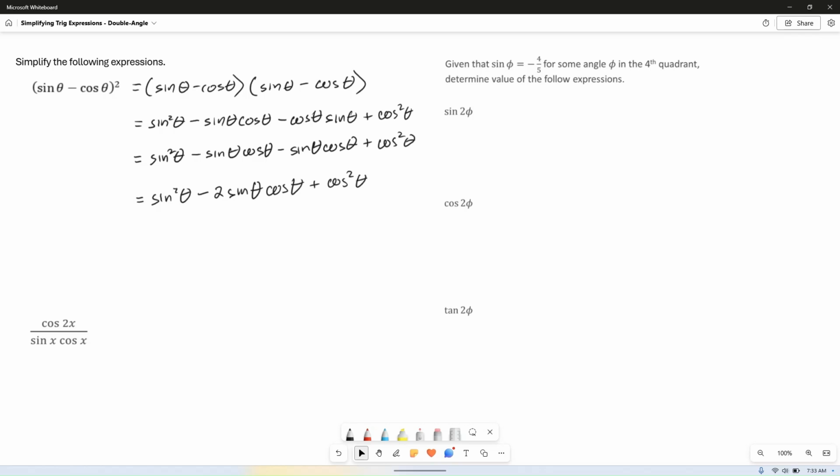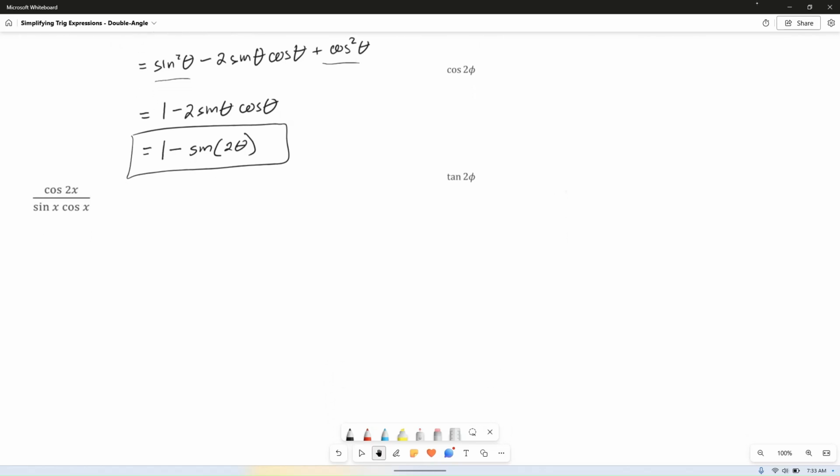To finish simplifying this problem, note that we have a sine squared theta plus a cosine squared theta, and that's our Pythagorean identity. I know sine squared plus cosine squared is equal to 1, and that leaves me with 1 minus 2 sine of theta cosine theta. I also recognize 2 sine theta cosine theta is our double angle identity for sine. So I can rewrite this as 1 minus the sine of 2 theta, and that would be as simplified as I can get.